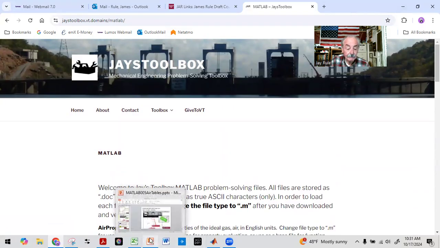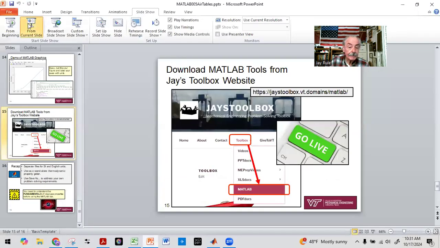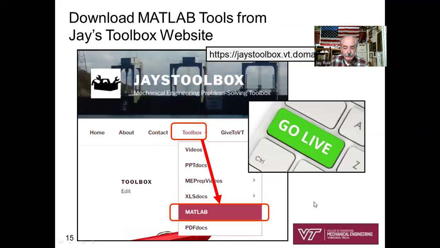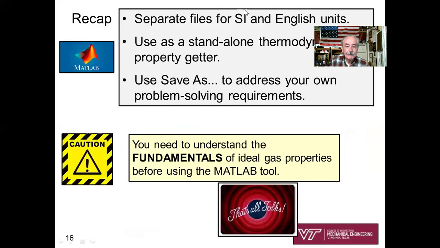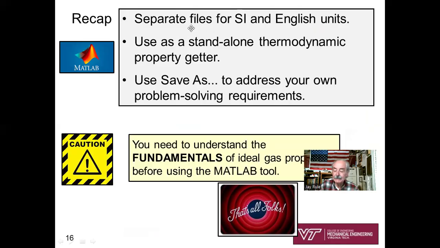Okay, so let's see if I can figure out how to get back to PowerPoint. I made it. We've done the live video. Okay. And so let's recap. I'm giving you separate MATLAB files for SI and English units. Be aware of that. You can use these demo files as either standalone thermodynamic property getters, either for air properties or C sub P, the other specific heat type related properties. Or you can save that file to address your own problem solving requirements.